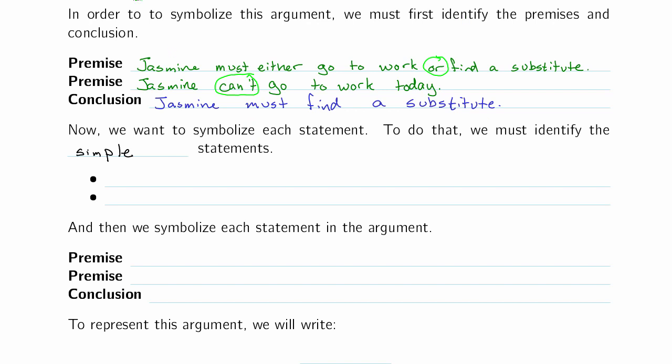It looks like the pieces of the first premise, right? We have a piece about Jasmine going to work and a piece about Jasmine finding a substitute. Putting these in just kind of the basic present tense, I think one of our simple statements is Jasmine goes to work. We could call that P. And our other simple statement is Jasmine finds a substitute. We can call that Q.